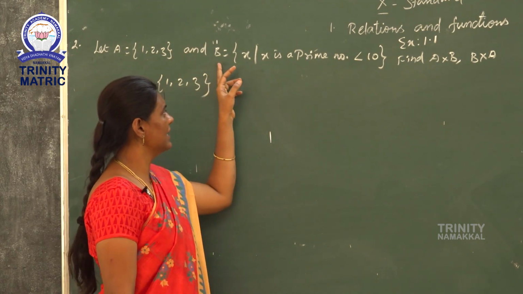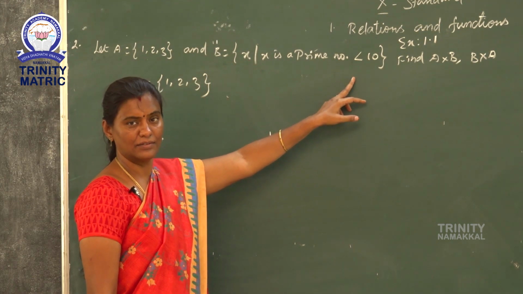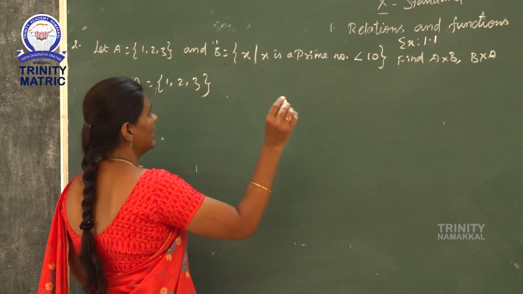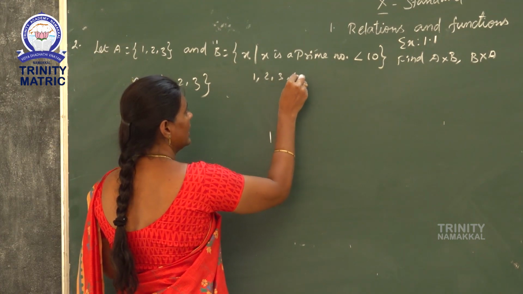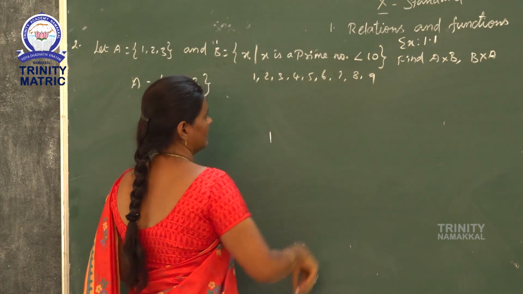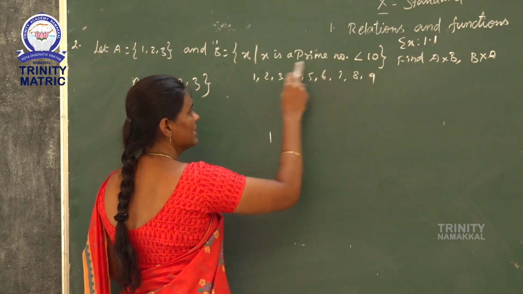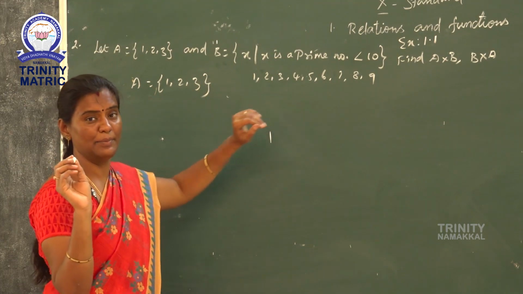Here the set B is x such that x is a prime number less than 10. First we write the natural numbers less than 10: 1, 2, 3, 4, 5, 6, 7, 8, 9. From these numbers we take only the prime numbers.